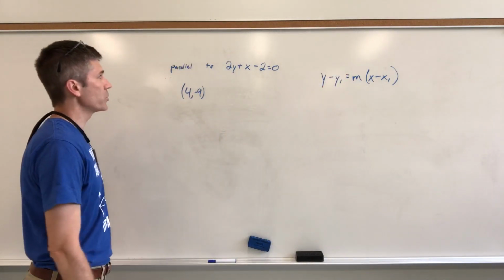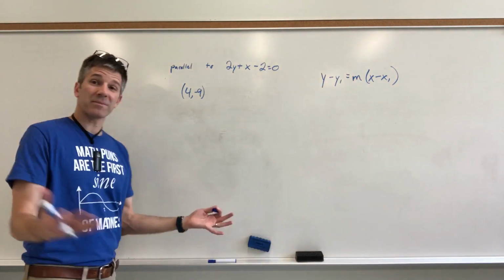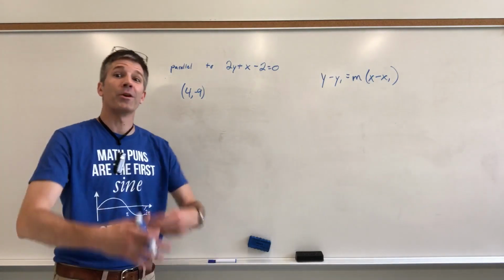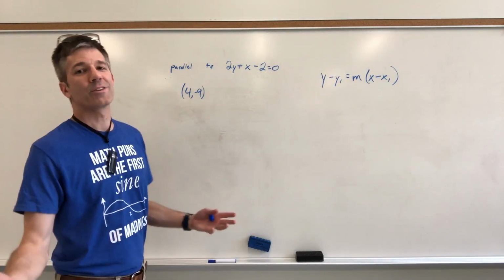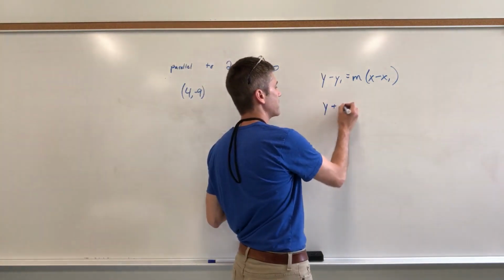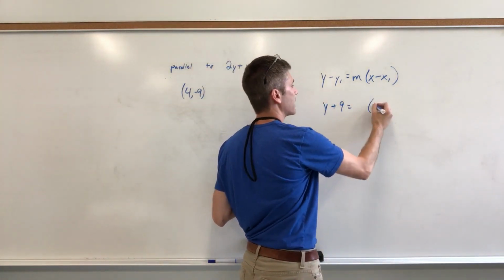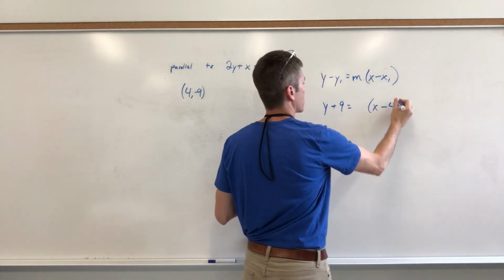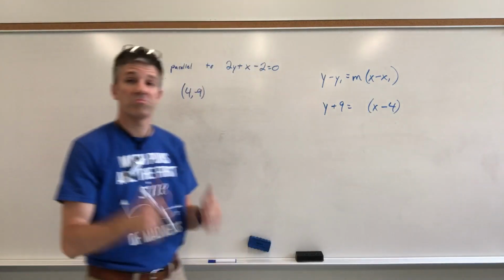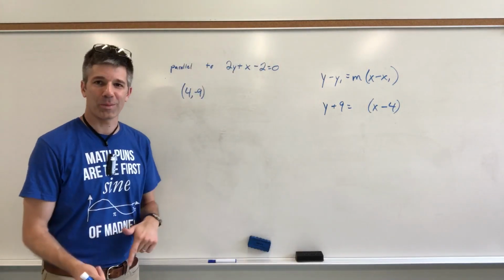So what I want to do is plug in everything I know. Sometimes I just go ahead and get started whether I know what I'm doing or not, whether I know all the information or not. And what I do know is that I have a coordinate (4, -9). So y minus -9, I don't know m yet, and x minus 4. So here's what just happened. I plugged in the 4 and the -9 for x1 and y1, okay? But I don't know the slope.